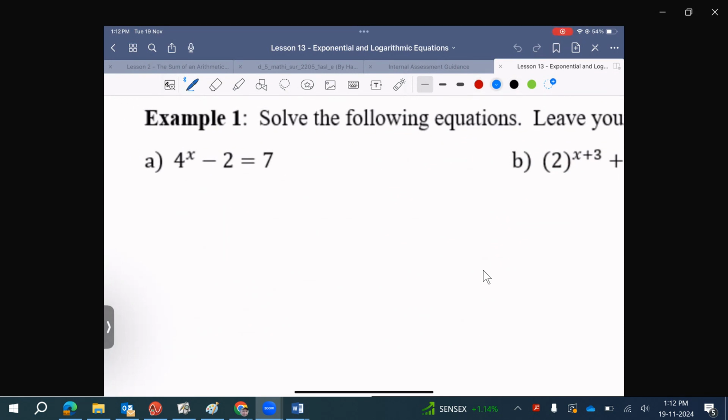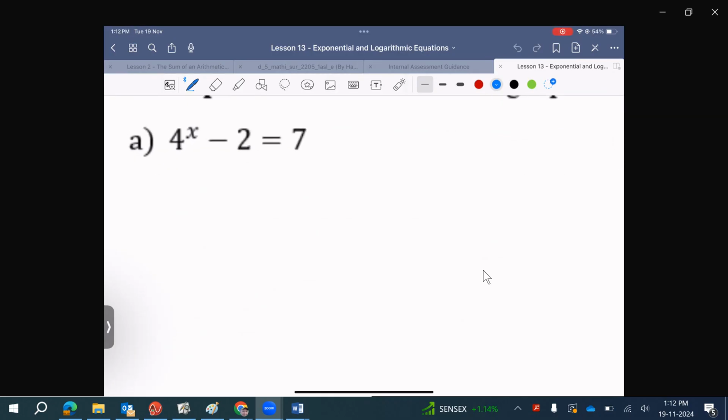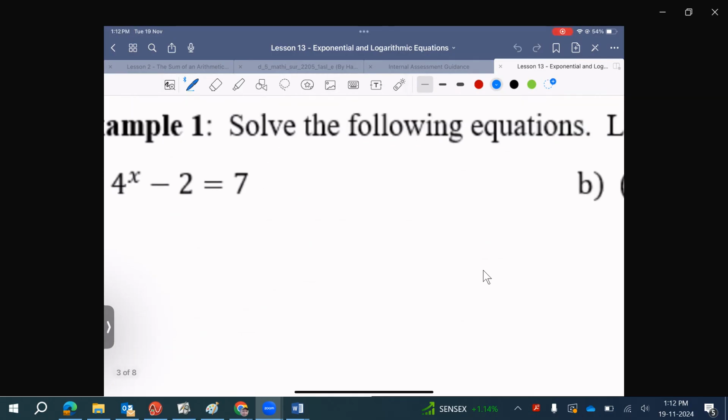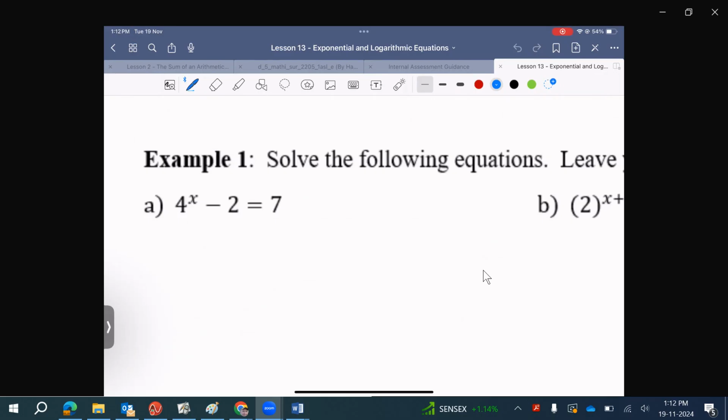So let me solve the first one for you. We want to get x on its own. So typically with equations like this one, you're going to aim to get it into the form b to the x is equal to y, so that you can rearrange into logarithmic form and get x is equal to log base b of y. So that's kind of our goal for this type of equation.